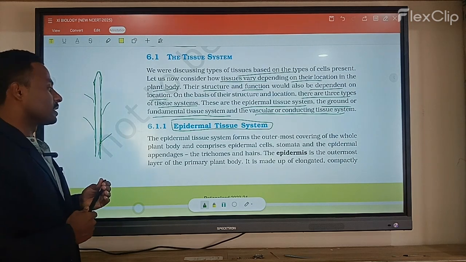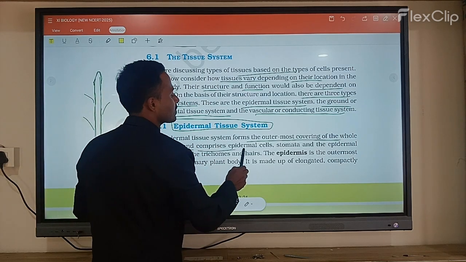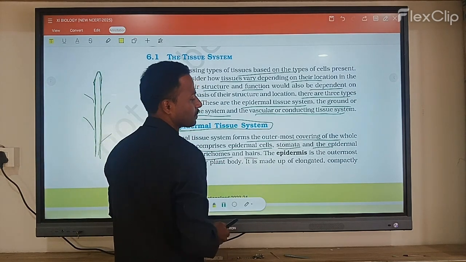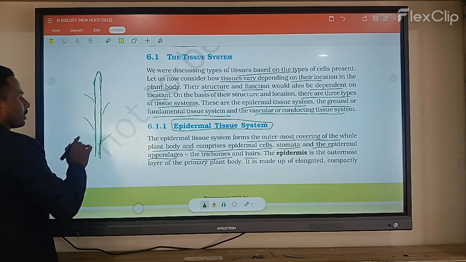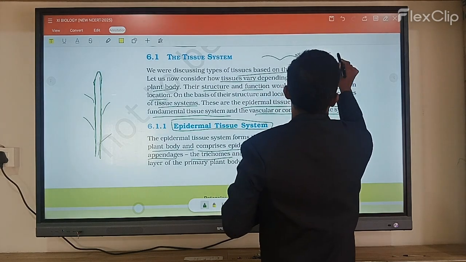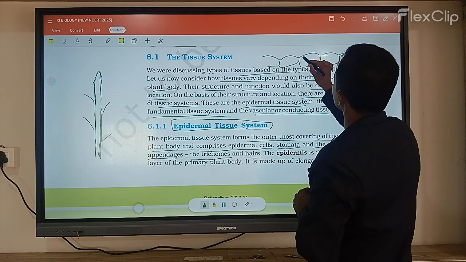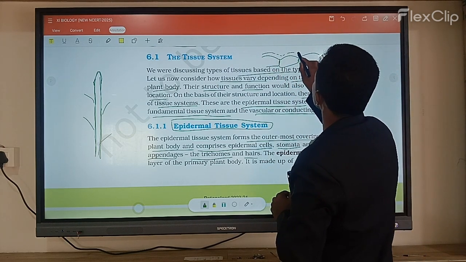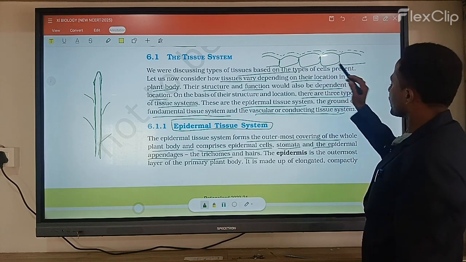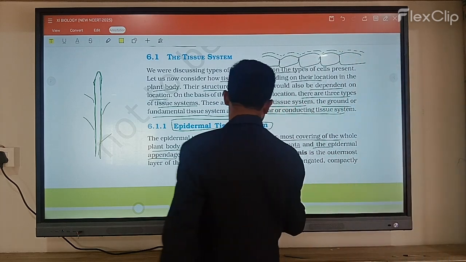The epidermal tissue system forms the outermost covering layer of the whole plant body and comprises the epidermal cells, stomata, and epidermal appendages like trichomes and hairs. For example, when we take one particular plant cell, the outermost layer of this plant cell is called what? The epidermis. It is mostly protective as well as covering, and consists of stomata and epidermal appendages like trichomes and hairs.